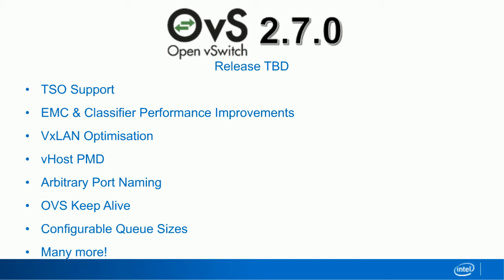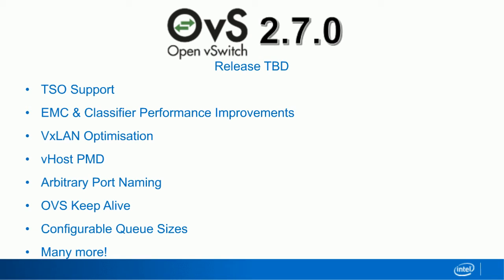First up is TSO support, and TSO, for anyone not familiar, stands for TCP segmentation offload. It involves making use of specific NIC capabilities to segment large TCP packets and thereby improve performance. So that's one of the new features, and there's ongoing work for that at the moment. Then we're looking at improvements for the EMC and datapath classifier, which are being investigated. The EMC and datapath classifier are two levels of lookup in OVS, and some optimizations have been made in these areas by using techniques such as cache alignment and improvements to the prefetching and batching operations in the code.